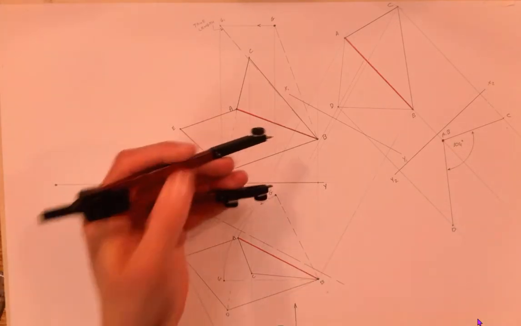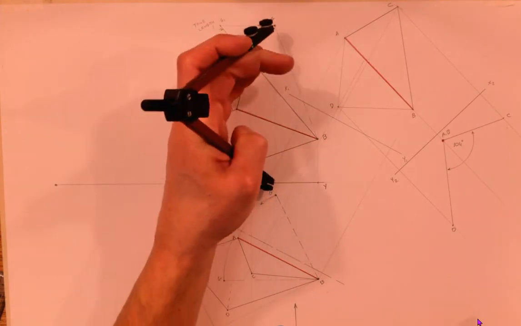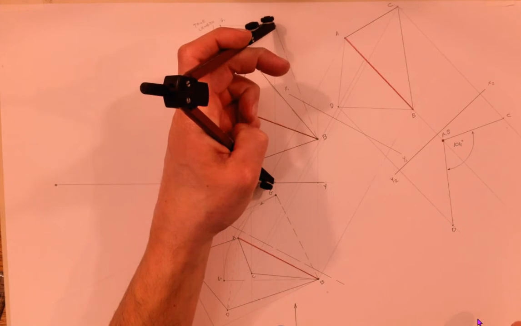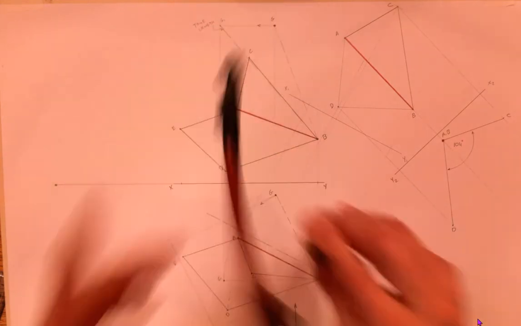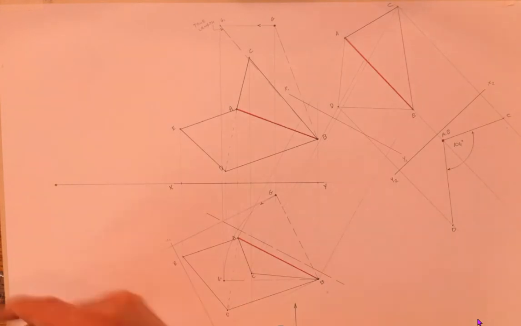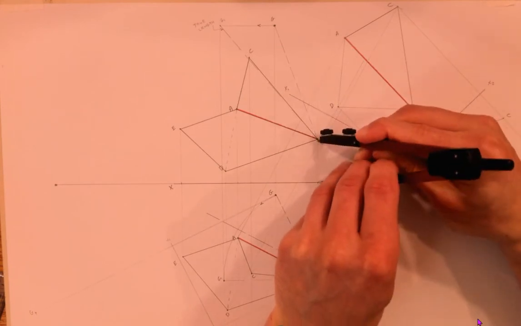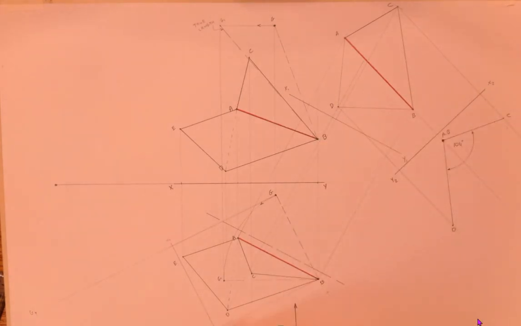So I'll take my height of G. I could use a datum line in elevation as well if I wanted. So I've got my height of G. Take the height of G out in my auxiliary elevation. Take the height of B and project it out in the auxiliary elevation.